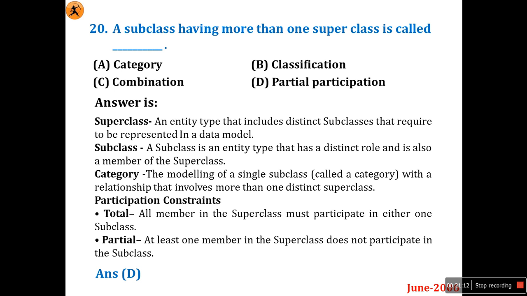The option is D. If you know all the definitions and classifications, meaning what is category, what is classification, what is combination, what is participation, then what is partial participation and what is total participation, then you can answer. This is just the definition of these types. Okay, I hope it's clear now.